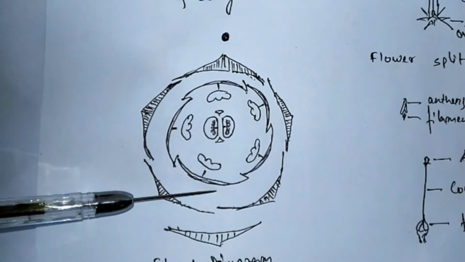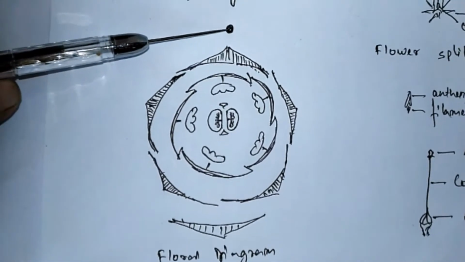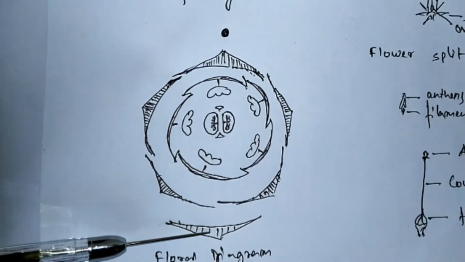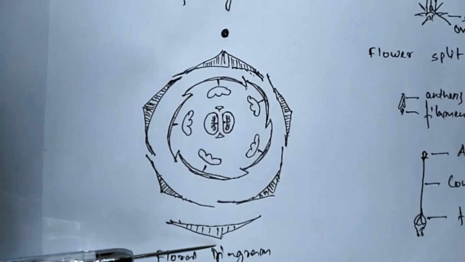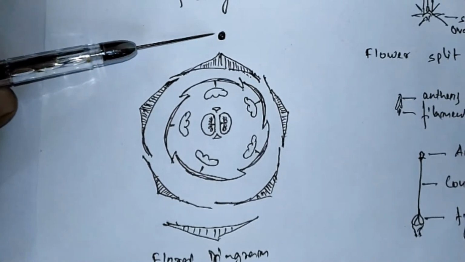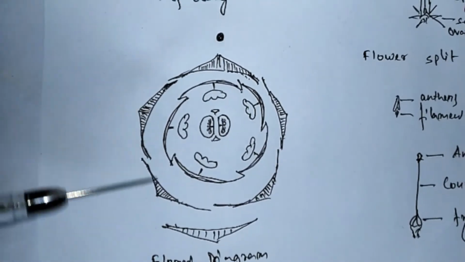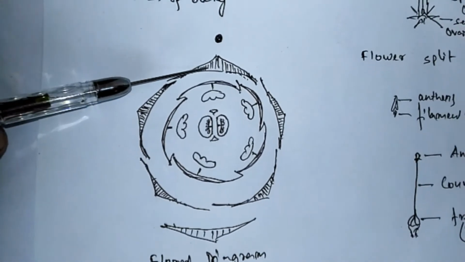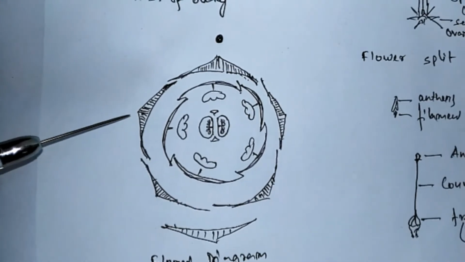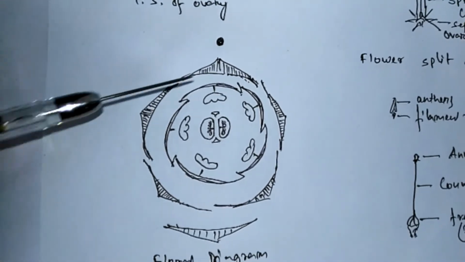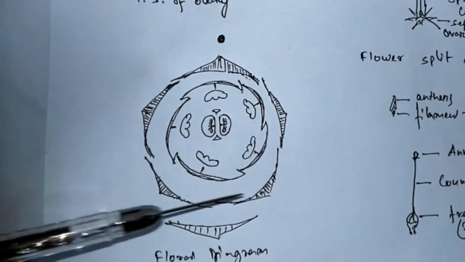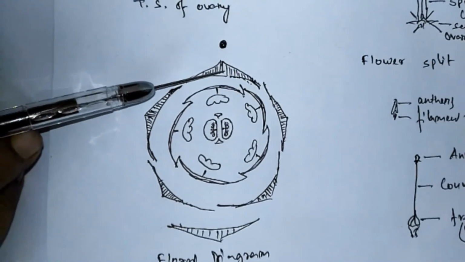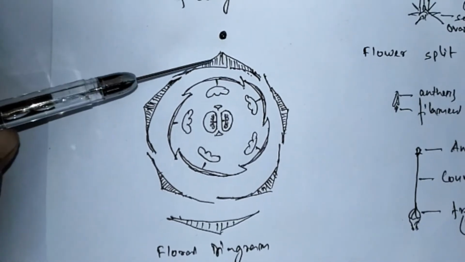This one is the floral diagram. This one is the mother axis, and this one is the bract. This is the anterior position, and this is the posterior position. These are the sepals. In this flower, 5 sepals are observed. These 2 are anterior, these 2 are lateral, and this one is the posterior odd one.